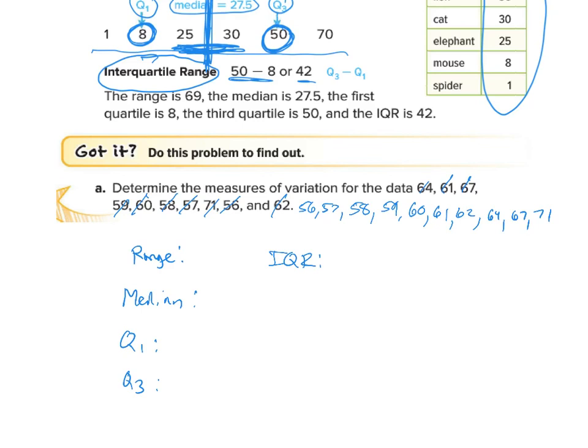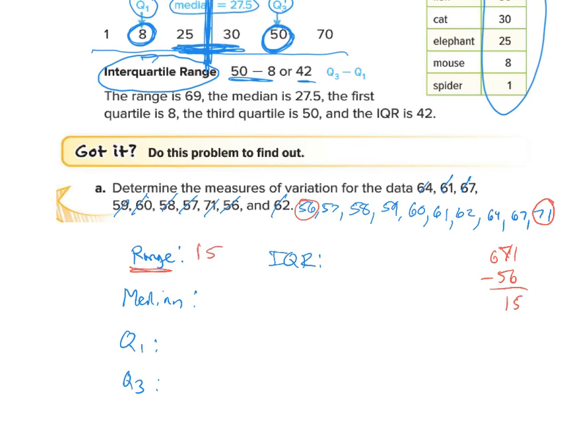Okay, our range. Remember, our range is our biggest number minus our smallest number for this first one right here. Okay, so here's our biggest number. Here's our smallest number, 71 and 56. So we'll take 71 minus 56. I'll do a little bit of borrowing here. 11 minus 6 is 5, and 6 minus 5 is 1. So our range is 15.